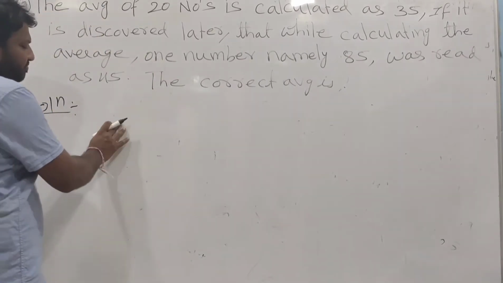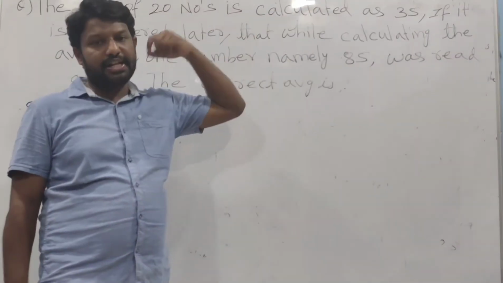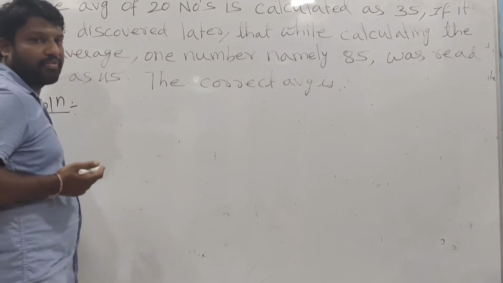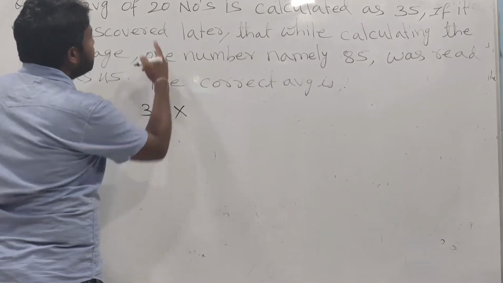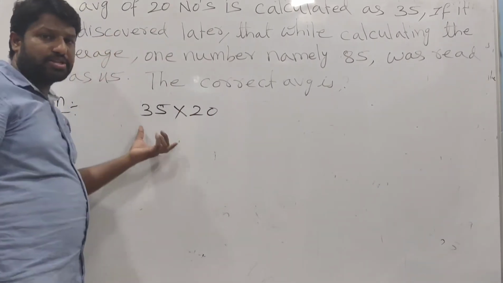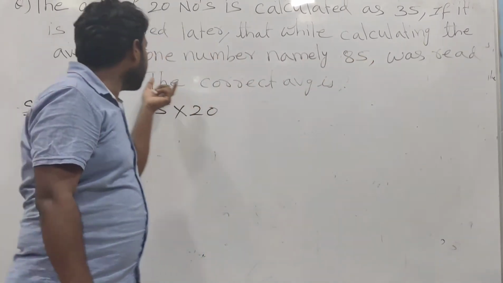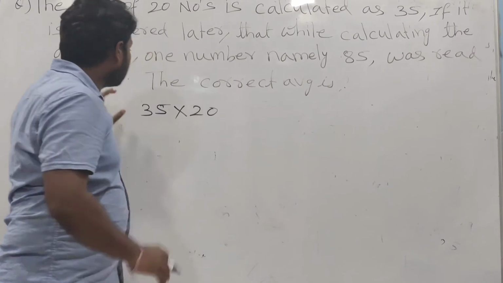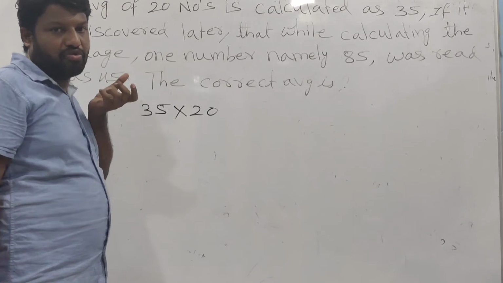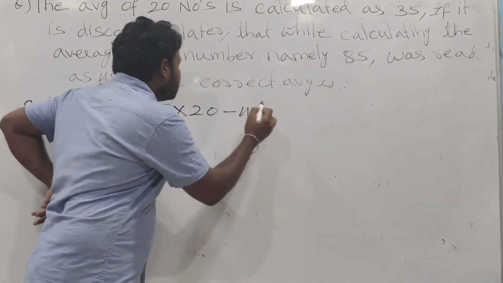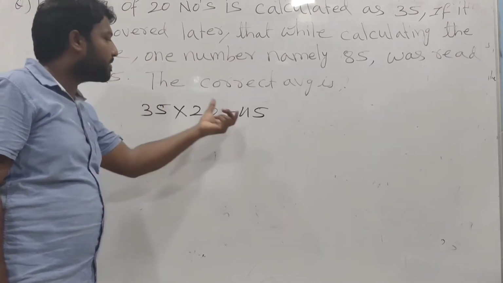So directly you can write, simple. First you find the sum. The average of 20 numbers is calculated as 35. Average is given, number of observations is given. What is the sum? Average 35 into number of observations 20. You are getting the sum. Now in this sum you have taken 45, one number, namely 85, was read as 45. So out of this total sum I am removing this 45, because it was taken wrongly.